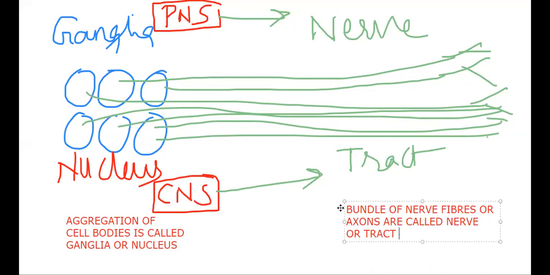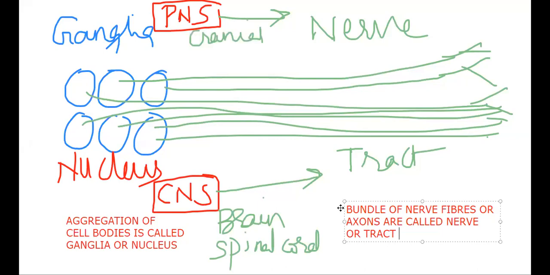So when do we say tract? When I am using the same word in the case of the brain or spinal cord, that means in the CNS. I'll write that also for you. The central nervous system means brain or spinal cord. The peripheral nervous system means cranial nerves and spinal nerves.